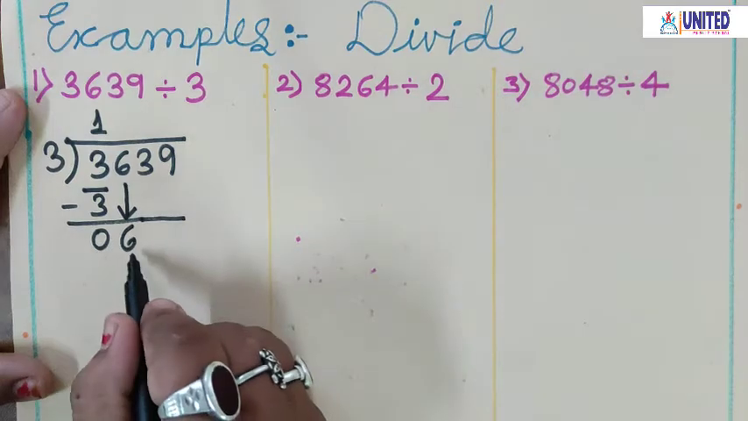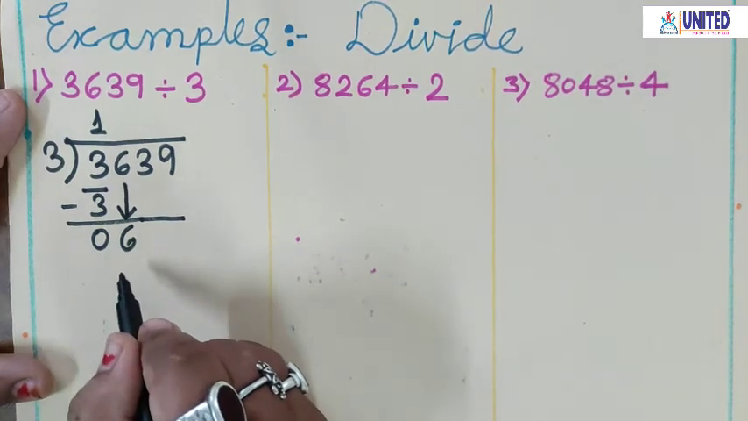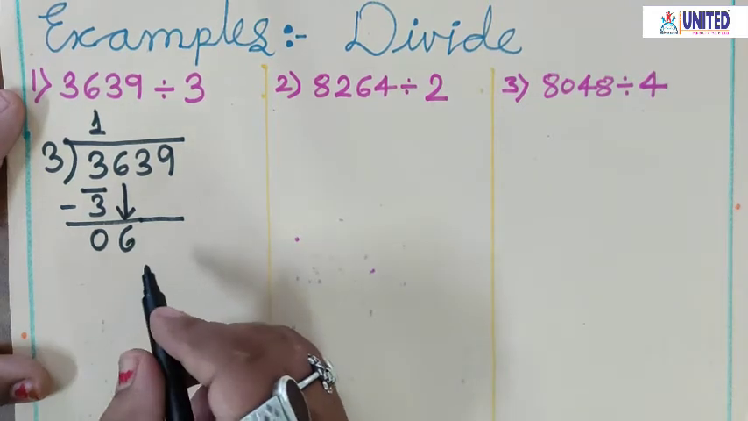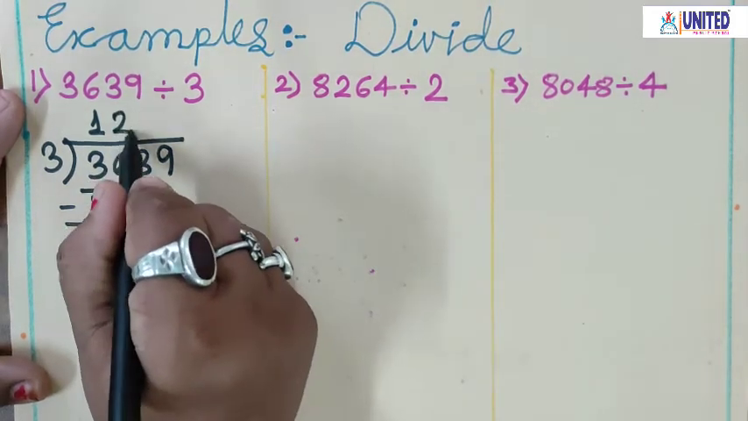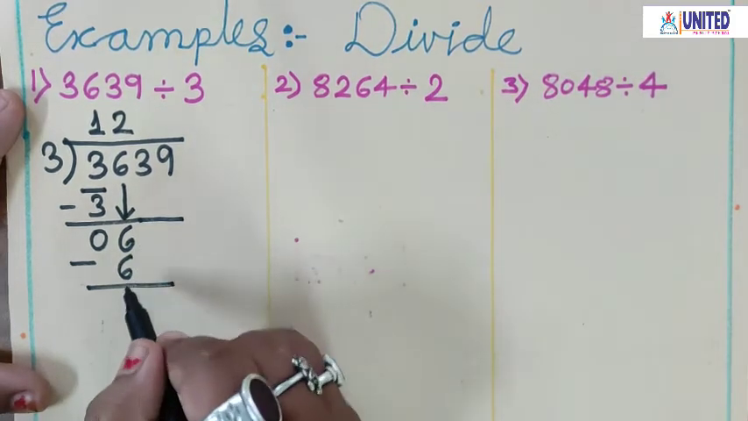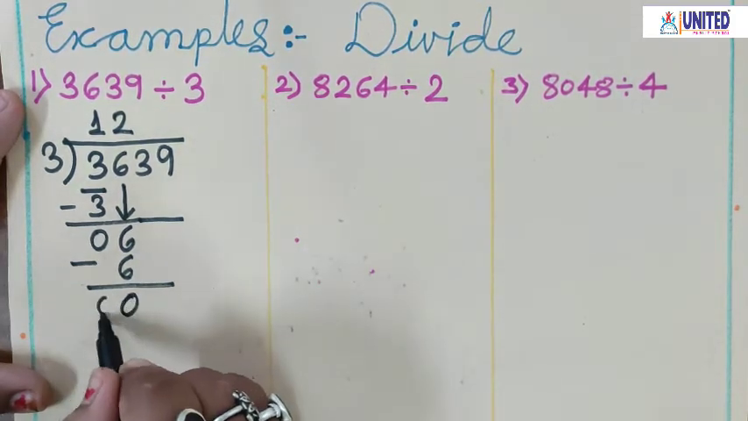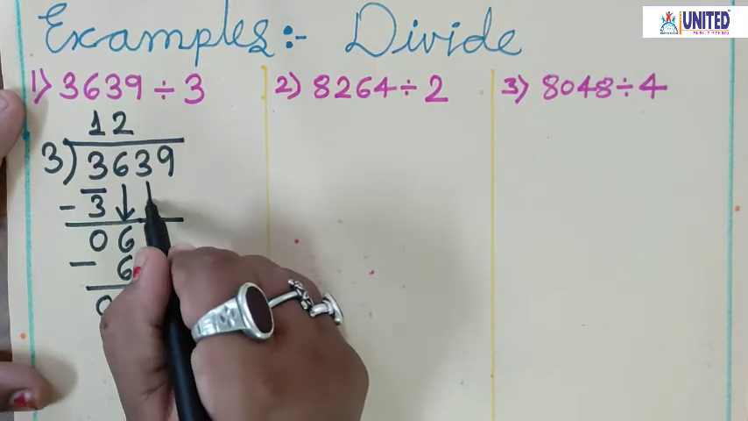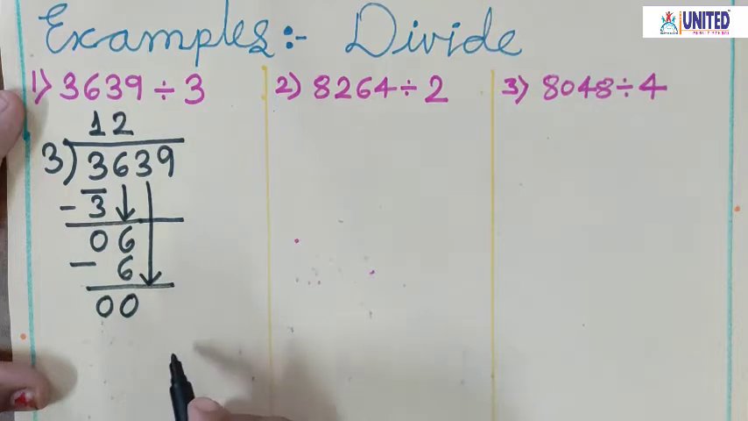Now, check this 6 is greater than or equal to 3. It is greater than 3. So, we can divide it. So, at which place 6 come? 2s are. So, we write 3 2s are 6. Right? Now, 6 minus 6 is 0. And this 0 is as it is. Now, next number is 3. Now, we take the 3 downside.